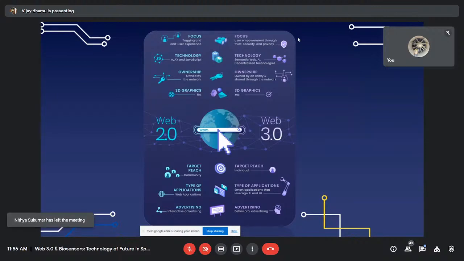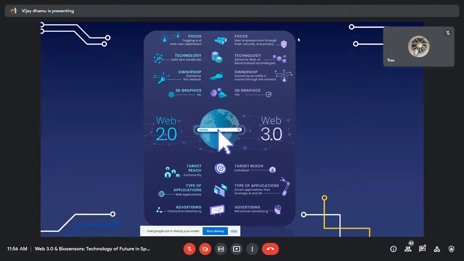Target reach. The target reach is community in Web 2.0. For example, if you go to Madurai or Bangalore, you'll get ads based on that community. But in Web 3.0, it will be mostly based on you as an individual. Wherever you go, the recommendations will be based only on you.